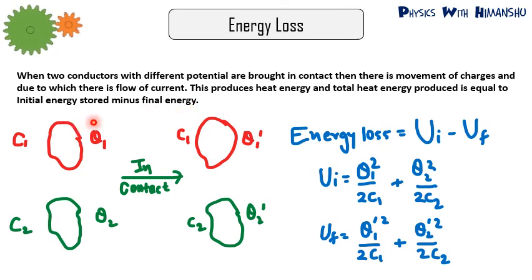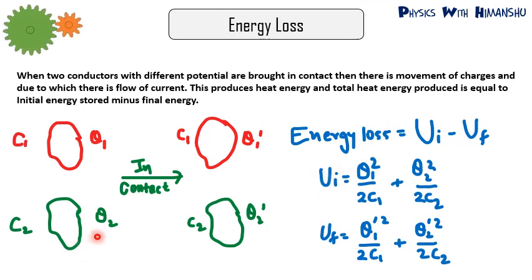Suppose we have two capacitors C1 and C2. Suppose initial charge is Q1 on C1 and Q2 on C2. After I have placed them in contact with each other, suppose final charge on C1 is Q1 dash and final charge on C2 is Q2 dash. So energy loss will be U initial minus U final. So what will be U initial?